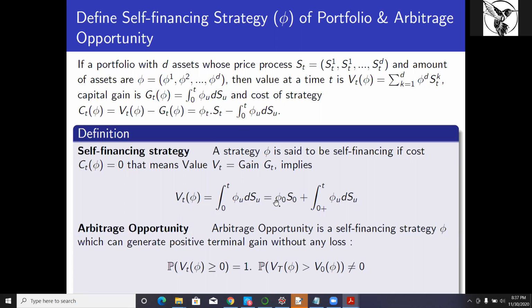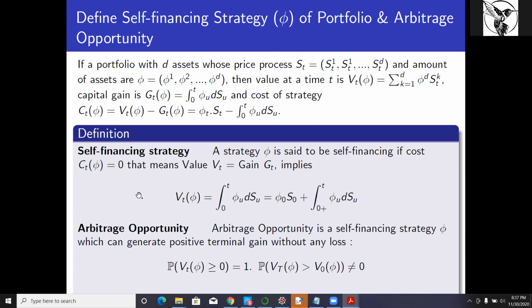Now initially, if I have, say, phi_0 number of stocks with price S_0, and it is changing like this over time, then I can also write it like this. I can expand this bit. This phi is called the self-financing strategy.